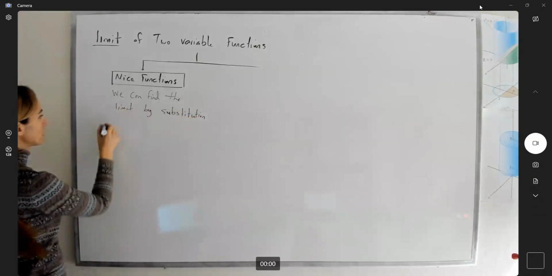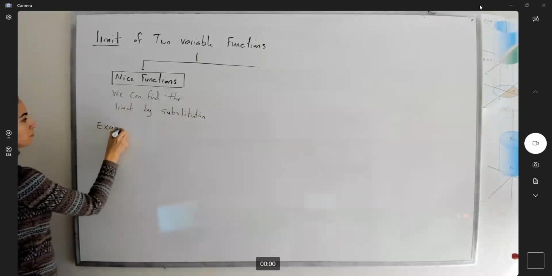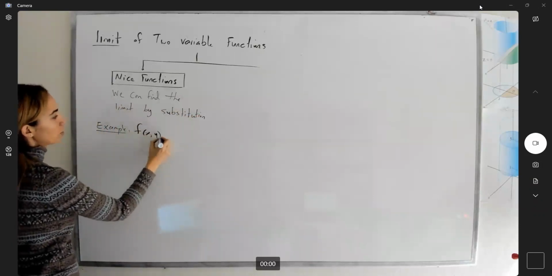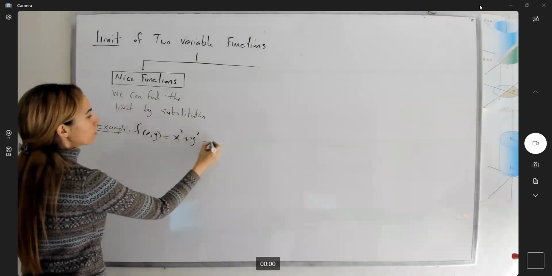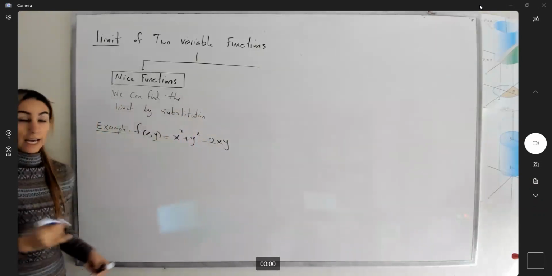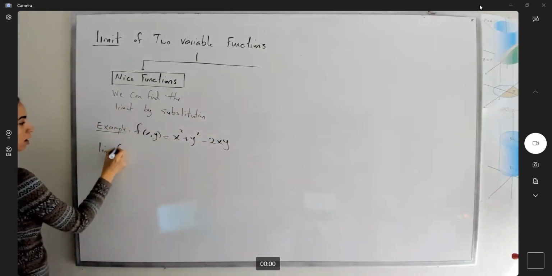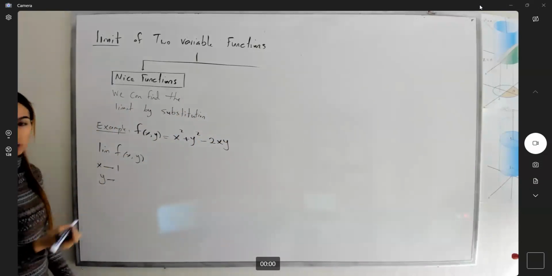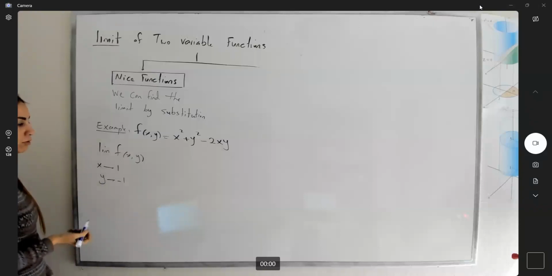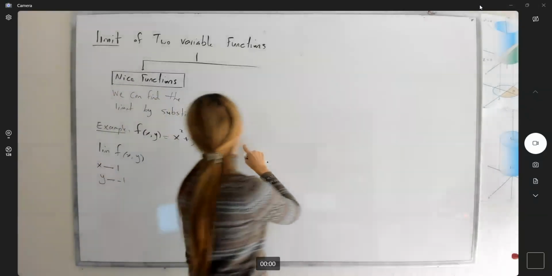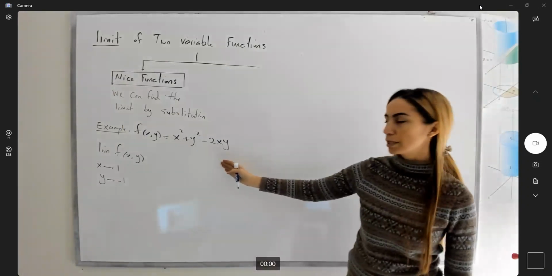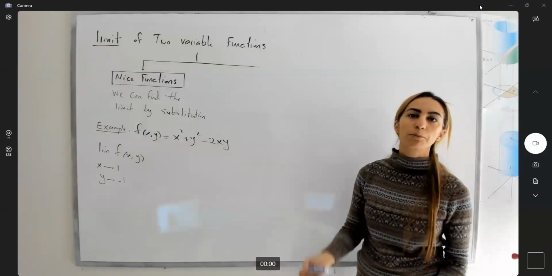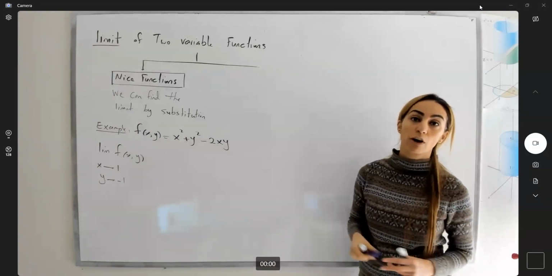Give us an example. For example, if you have a function like f of x and y equals x squared plus y squared minus 2xy, and I ask you to find the limit of f of x and y as x approaches 1 and y approaches, for example, -1, what are you going to do? You're going to say that, hey, I have a linear combination of x, y, and their, for example, exponents. So simple substitutions help me to find the limit.